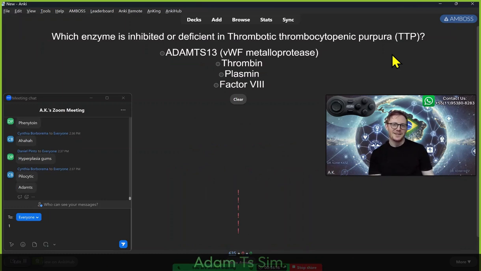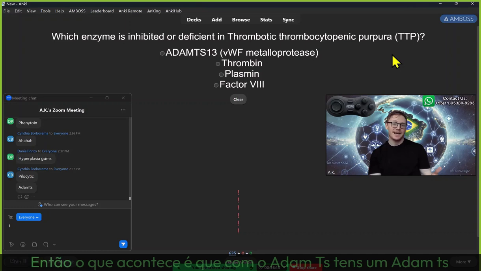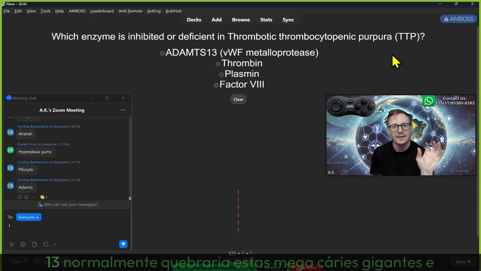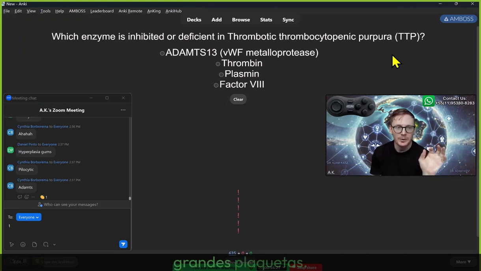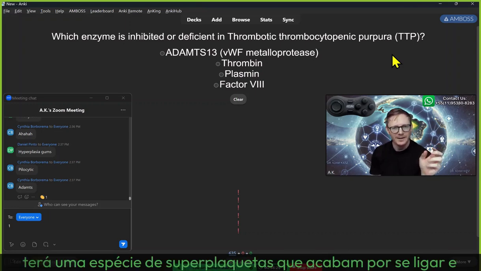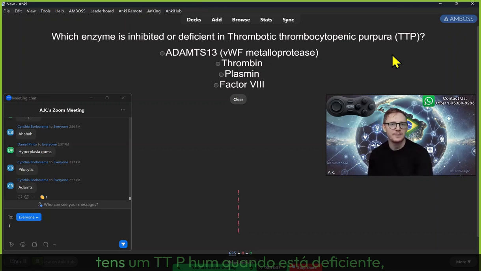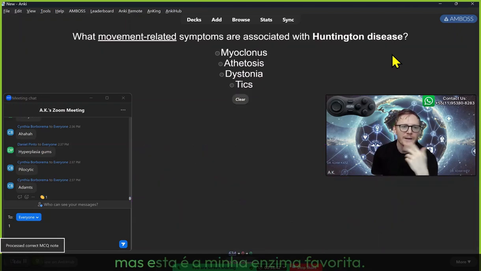Which enzyme is inhibited or deficient in thrombotic thrombocytopenic purpura? ADAMTS13. So ADAMTS13 ordinarily would break up these giant multimers and large platelets. But without it, you'll have these super platelets that wind up binding one another and causing hypercoagulation. So without ADAMTS13, you have TTP when you're deficient.